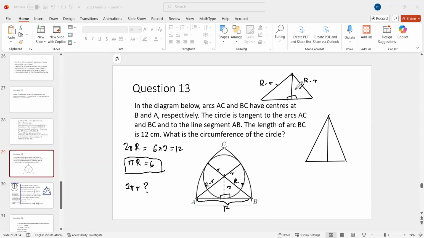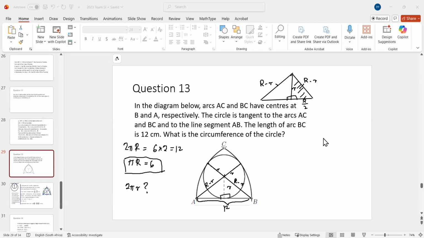This length is R, and this is capital R over 2. So in this right angle triangle, you've got 3 sides. The sides being capital R minus small r, small r, and capital R over 2. So Pythagoras kicks in.